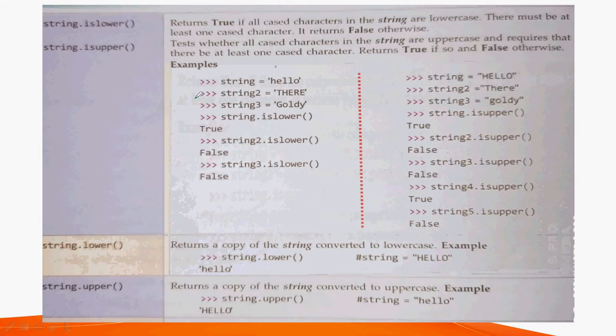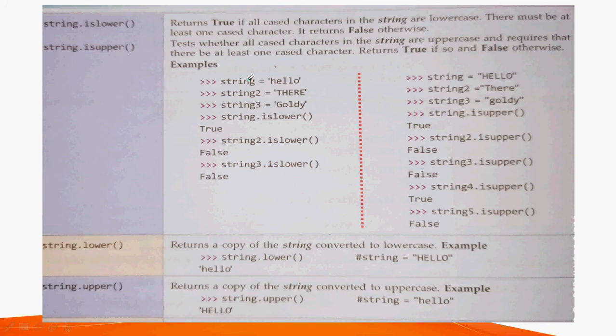Now the next one is islower, isupper. Again it is checking for lowercase. Second one isupper, looking for uppercase. If there are lowercase letters only, then it will return true. If there are uppercase letters in it, then it will return false. Isupper will look for the uppercase letters. If there are all uppercase letters, then it will return true, otherwise false.